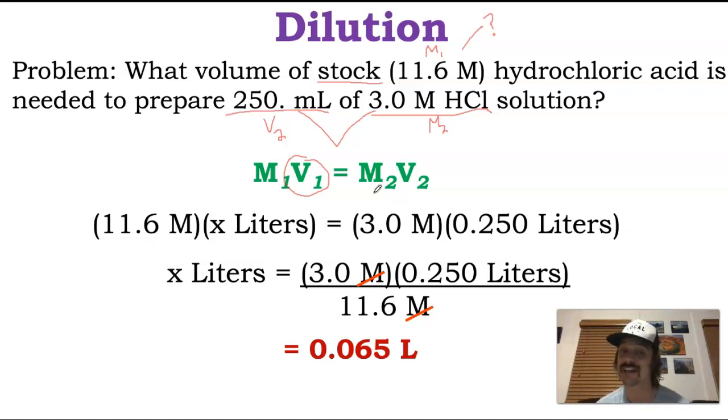Then I'm going to add enough water to get up to 250 milliliters, and then I can label that new solution as 3 molarity. Okay? So I would measure 65 milliliters of the strong acid, and then add enough water to make it 250 milliliters, and then I can label that new solution as 3 molarity.